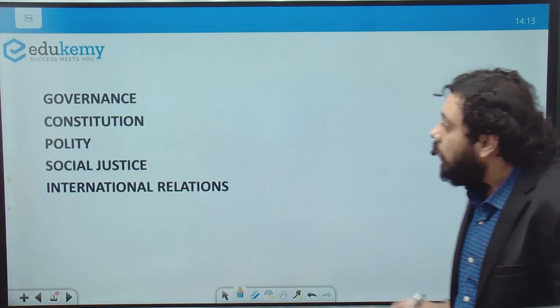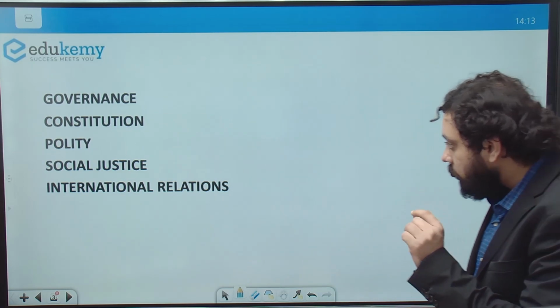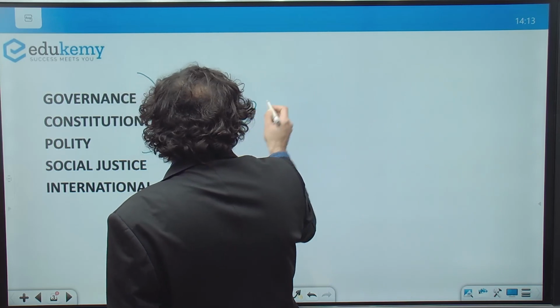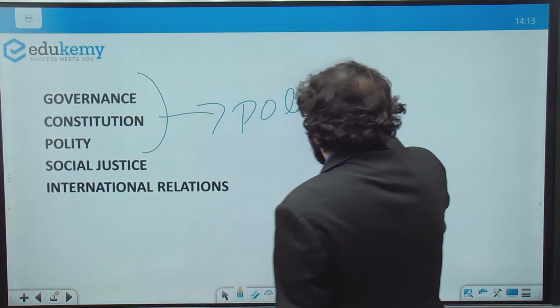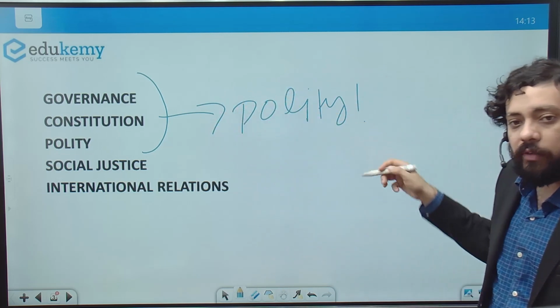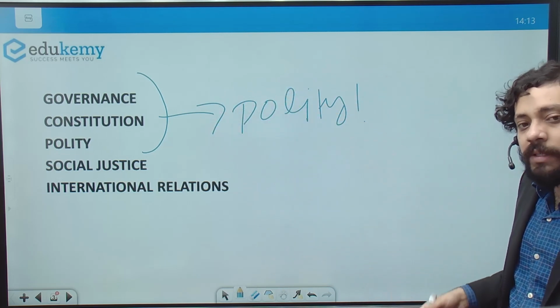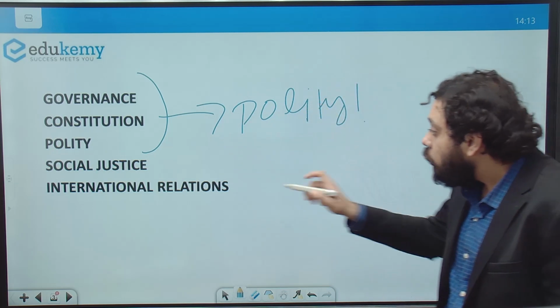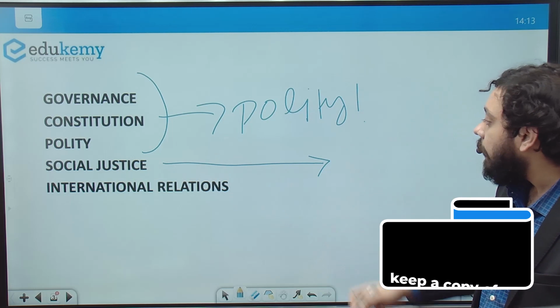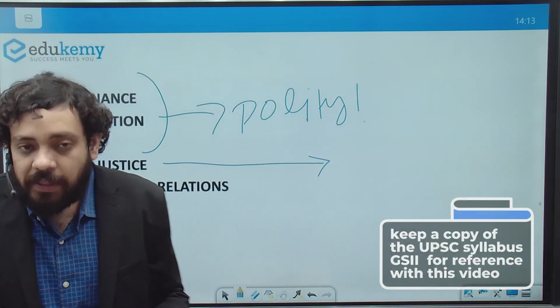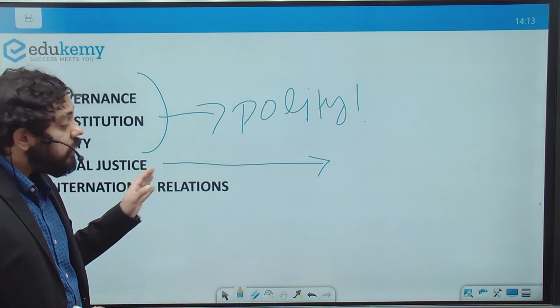So the first part is governance, then there is constitution, and then there is polity. Usually all of this in very simple language is understood as polity. So when we think about governance, constitution, and polity, we generally refer to the subject of polity in a commonsensical way, not in a technical way. And then there is social justice. Now, social justice is something which deals with, for instance, poverty and hunger, healthcare, education, etc. All of this is social justice.